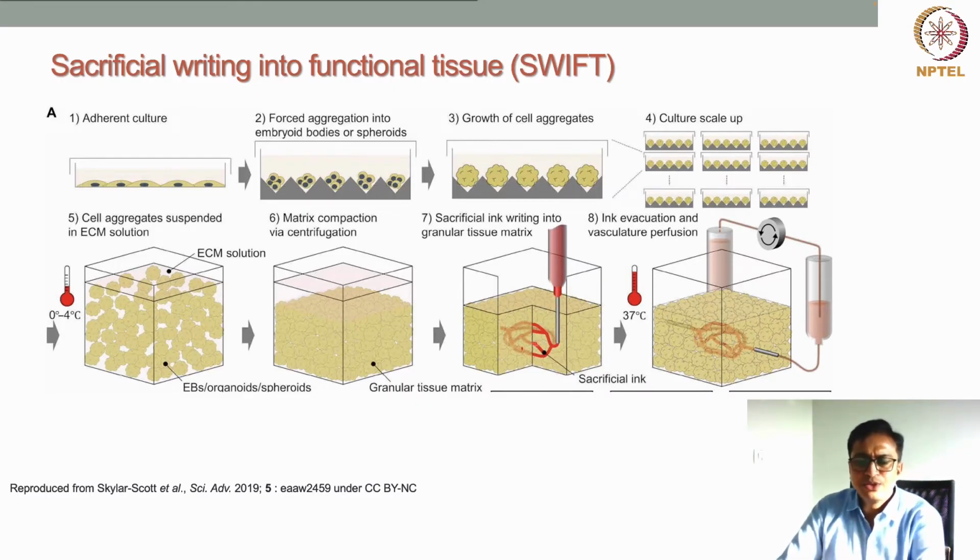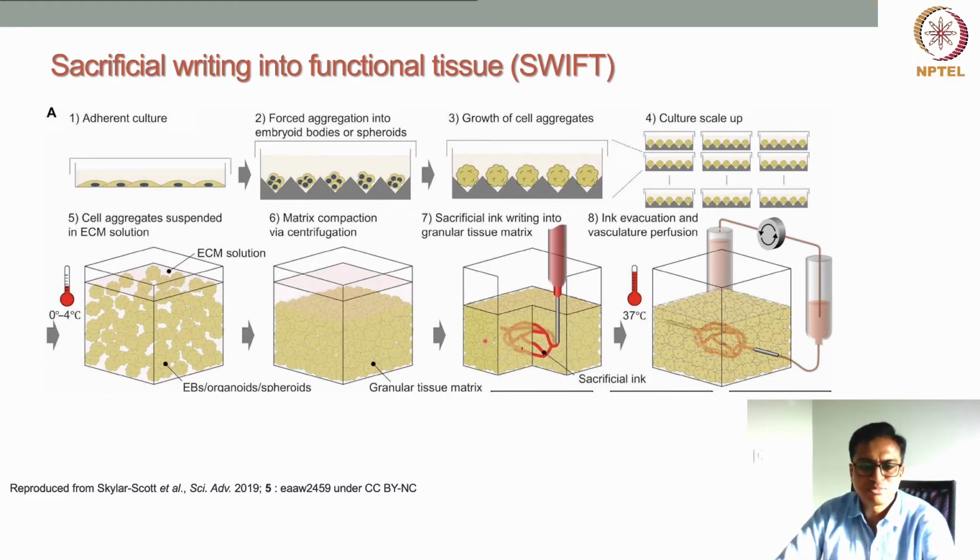Now when we do that, we can create different kinds of things. Here they have used a sacrificial ink material. Gelatin was used as the sacrificial ink because gelatin is also a thermoreversible material, as we have discussed earlier. Below 30 degrees centigrade it becomes a gel-like material. So they printed at lower temperature, where the gelatin was very much intact as a gel.